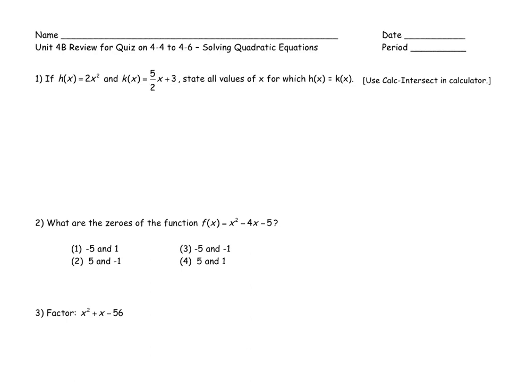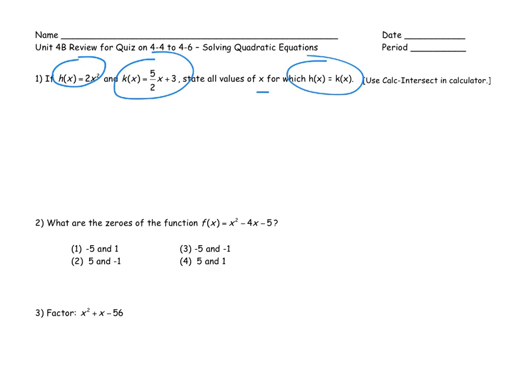So we're going to be doing our Unit 4B review for the quiz tomorrow. Now, let's start with the first one, okay? I have h of x and I have k of x, and I'm asking you to state all of the x values for which these two things are equal to each other.